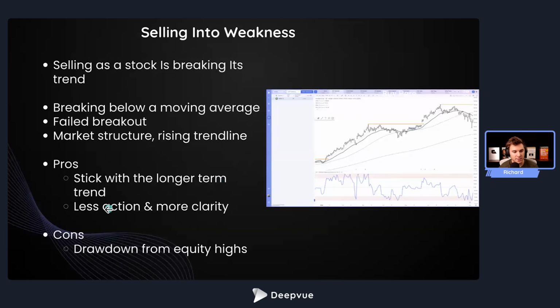Another pro of this is that because you're sticking with that longer term trend, there's less action and more clarity about when the trade is over. With a swing trader, you could always say, hey, I want to hold longer, get more of the expansion. With a sell into weakness, it's pretty clear when that trend is ending, and that's when you get out. And I think this key here, less action, is really, really important.